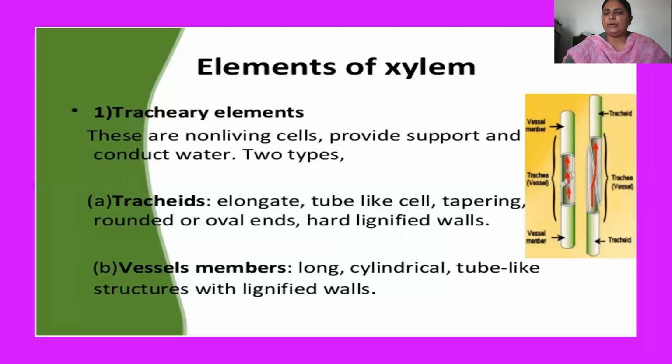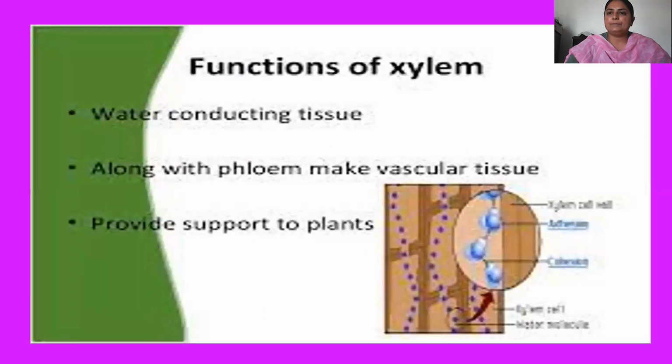Tracheids are elongated, tube-like cells, tapering at their ends. Rounded or oval ends may be present in these, and hard lignified walls are there in the tracheids. That means the walls of the tracheids are made up of a dead tissue known as lignin. Then vessel members. Vessel members are again long cylindrical, tube-like cells, and they also have lignified walls, that means a proper amount of lignin is present in the walls of these vessel members.